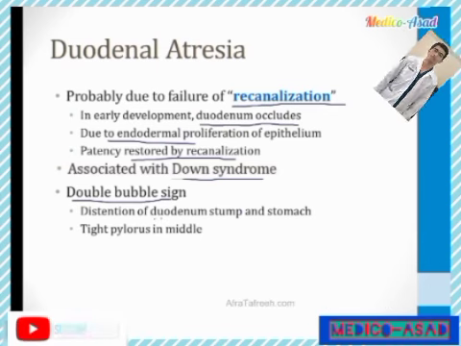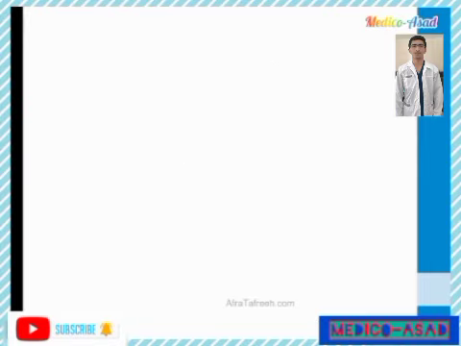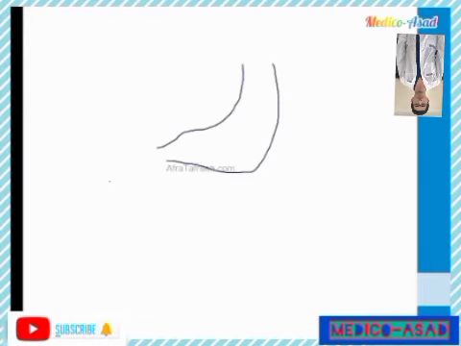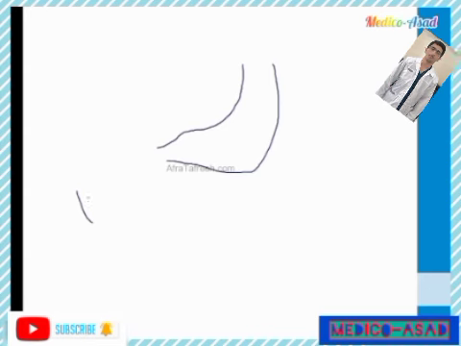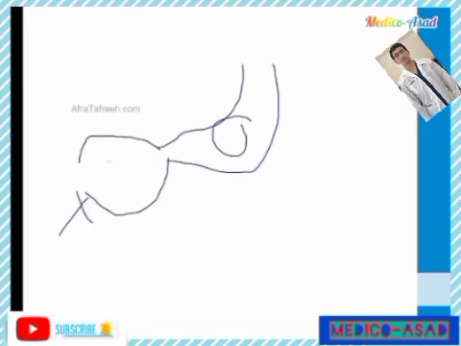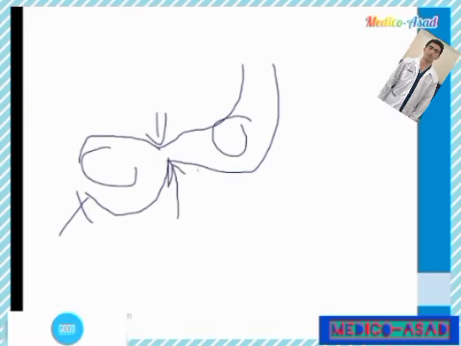This occurs when there is distension of the duodenal stump and the stomach with a tight pylorus in the middle. Normally, the stomach leads into the pylorus and then goes into the duodenum. However, if the duodenum ends in a blind pouch from atresia, then the duodenum will become massively distended. As a result, on imaging, you will see a swelling at the stomach, a swelling at the duodenum, and a tight narrowing here at the pylorus, and that's called the double bubble sign.